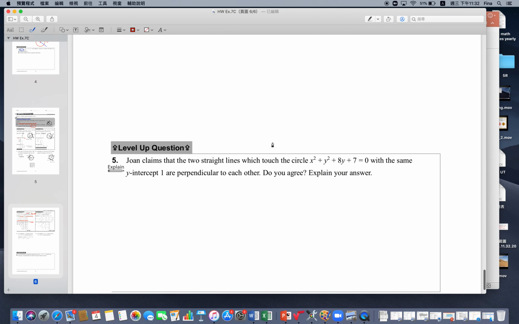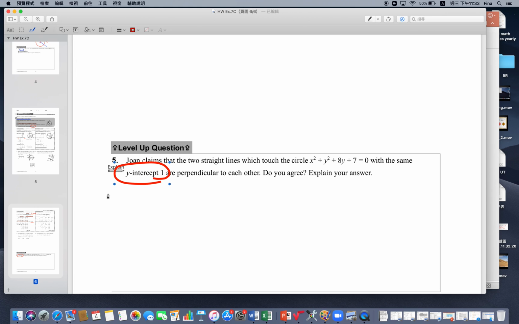And then for question 5 here, I just want to give you some hints about how to do this question. Someone claims that the two straight lines which touch the circle with the same y-intercept 1 are perpendicular to each other. So let's check. What is the straight line? I just know the y-intercept of the straight line is equal to 1.